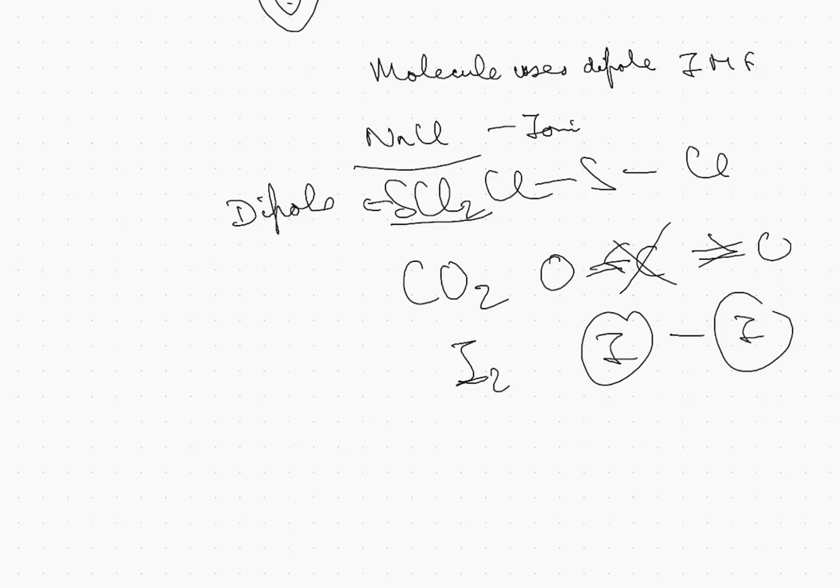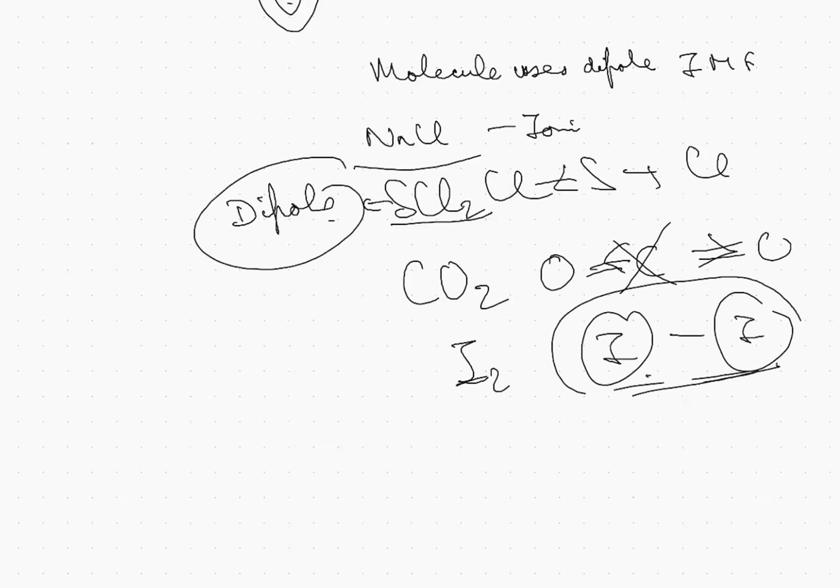Okay, you might say why isn't it pulling and cancelling? No, there are lone pairs of electrons here, so the angle is not 180. When it's 180, it will pull. Here, this is 180, the angle, so they pull properly. Okay, so SCl2 is the answer.